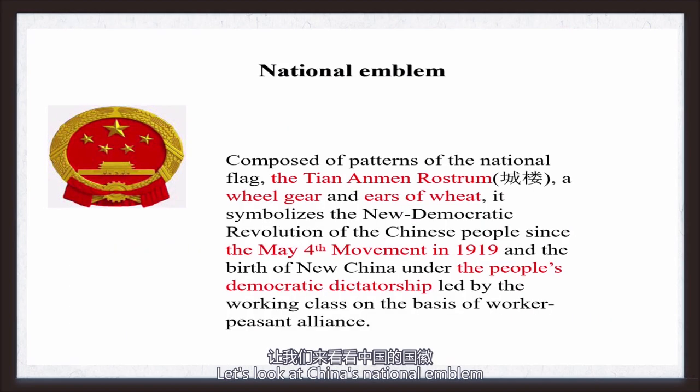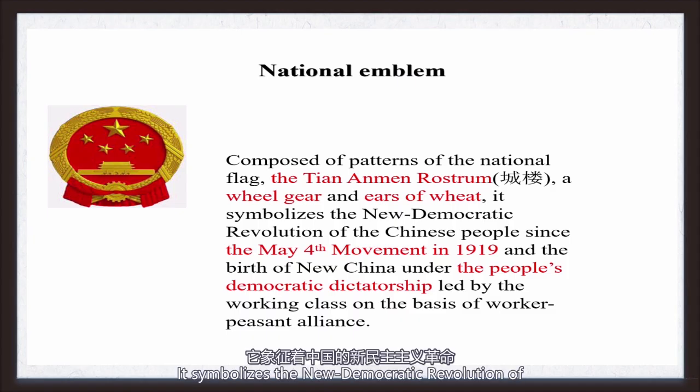Let's look at China's national emblem. What can you find here in our emblem? The national flag, the Tiananmen rostrum, a wheel gear, and an ear of wheat. Composed of a pattern of the national flag, the Tiananmen rostrum, a wheel gear, and an ear of wheat.